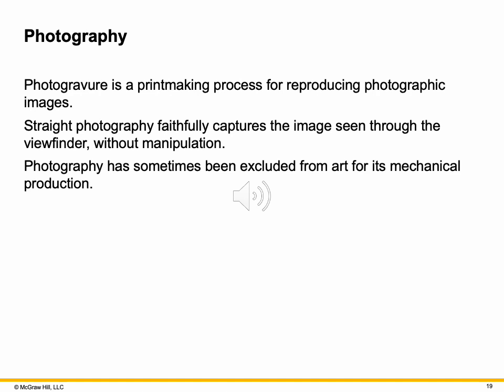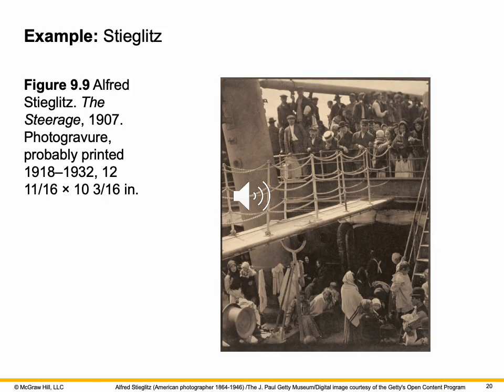Photogravure is a printmaking process for reproducing photographic images. Straight photography faithfully captures the image seen through the viewfinder without manipulation. Photography has sometimes been excluded from art for its mechanical production. Another photographic process developed in the 19th century allowed photographs to be printed from metal plates.